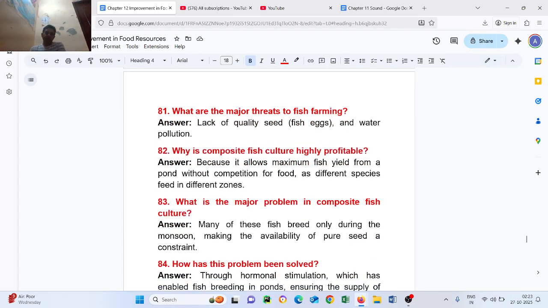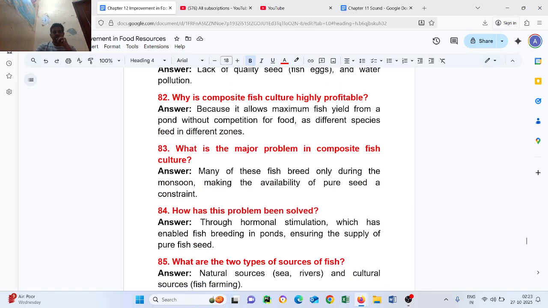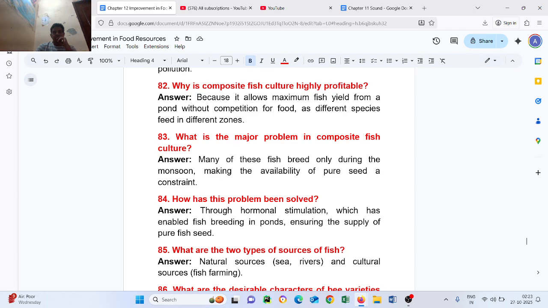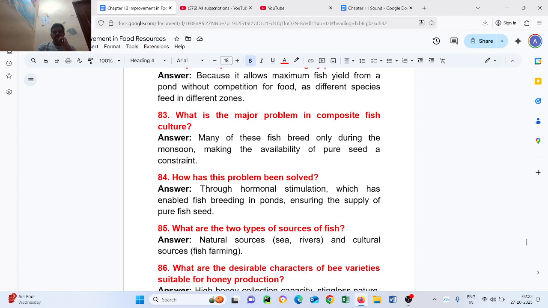Question number 83. What is the major problem in composite fish culture? Many of these fish breed only during the monsoon, making the availability of pure seeds a constant problem. Question number 84. How has this problem been solved? Answer: through hormonal stimulation, which has enabled fish breeding in ponds, ensuring the supply of pure fish seed. Question number 85. What are the two types of sources of fish? Natural sources, sea, rivers, and cultural sources, fish farming.